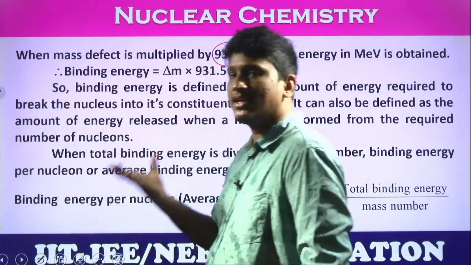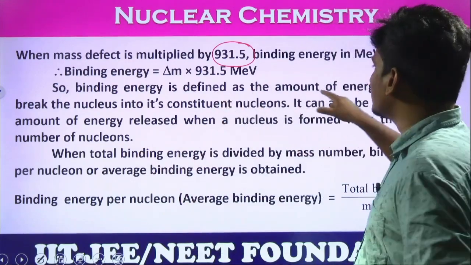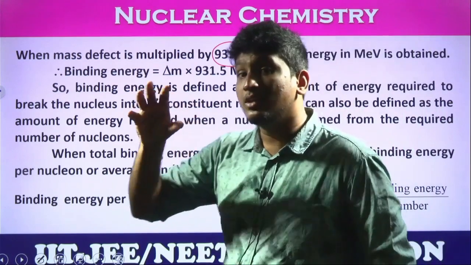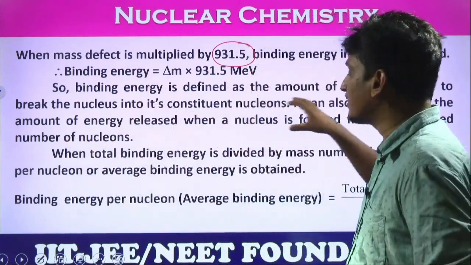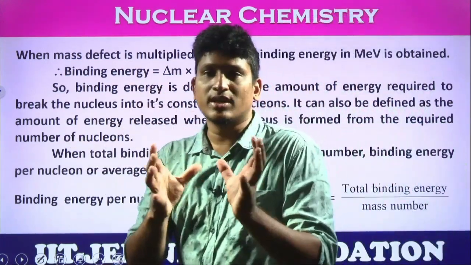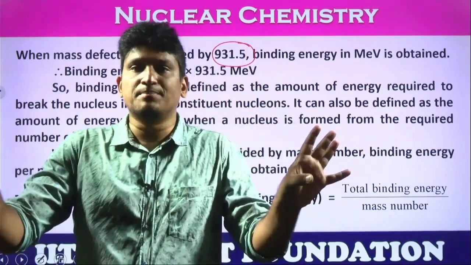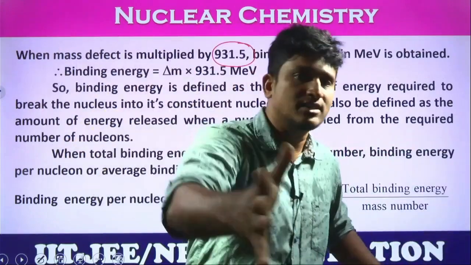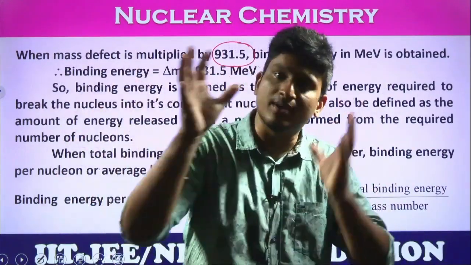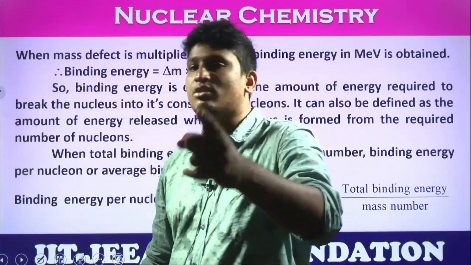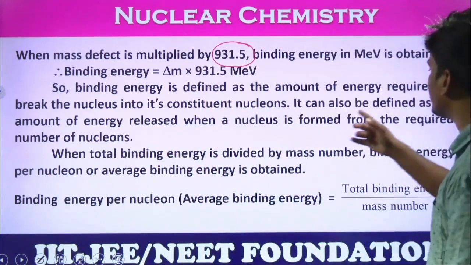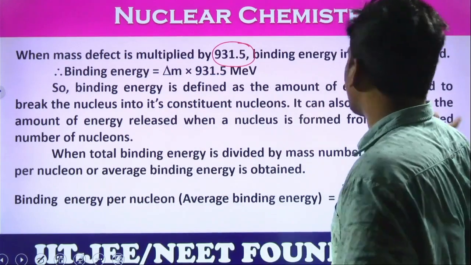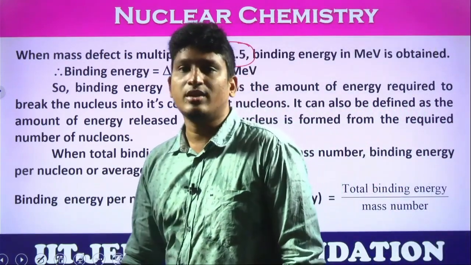So what is binding energy? Binding energy is defined as the amount of energy required to break the nucleus into its constituent nucleons. That means a stable nucleus is there. To break that nucleus apart, that means to break all the subatomic particles apart, we need to provide some energy, right, students? Why? Because they are already stabilized by that energy. That energy is called binding energy. It can also be defined as the amount of energy released when the nucleus is formed from the required number of nucleons.